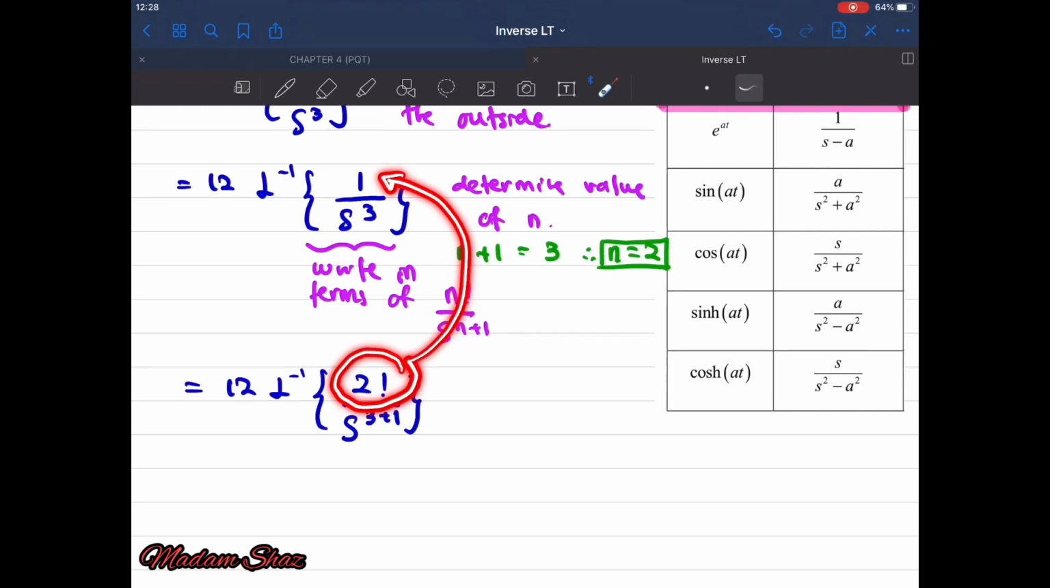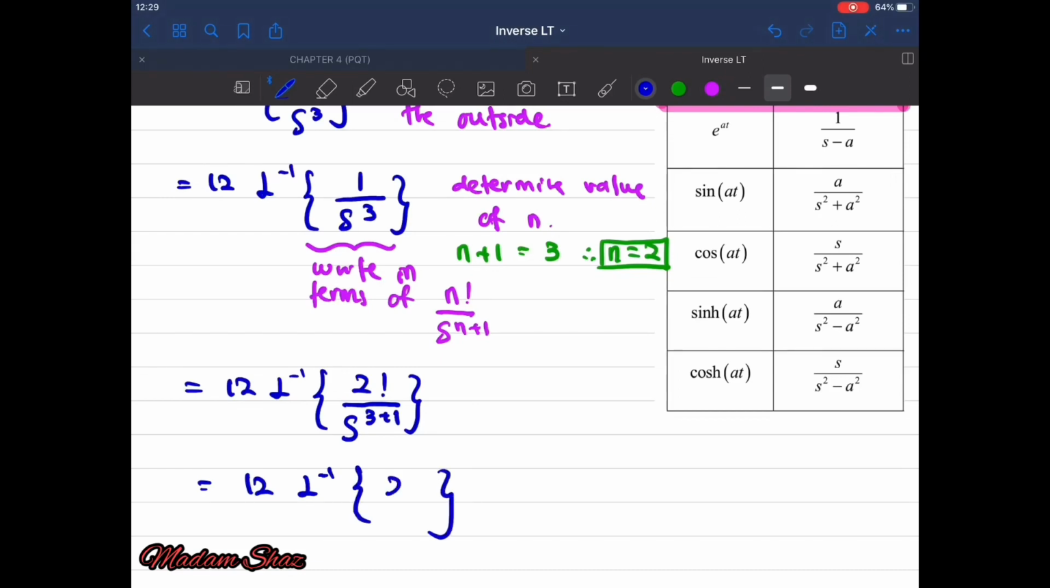So that means you multiply by 2 factorial here, and you have to divide back by 2 factorial at the front. Why do you have to divide back? Because we want to get back the value of 1 here. So we have 12 times the Laplace inverse of 2 factorial over s^(2+1), and then we divide back by 2 factorial. Now we have to simplify.